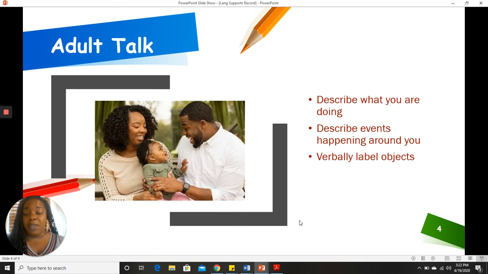And then you're describing events that are happening around you. So you might be describing the events of your significant other, you might be describing the events of your child's siblings, you might be describing the changes that are happening around you. Describing events around you also helps them to make those connections to words. Also, labeling objects allows them to make the connection from object to word.